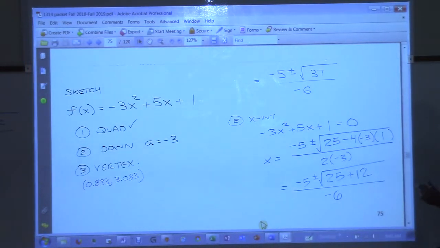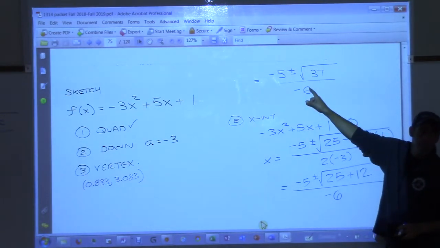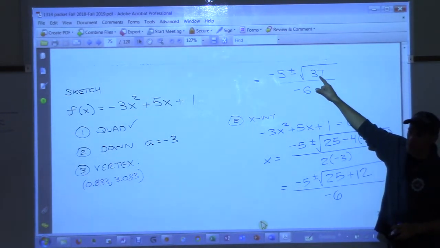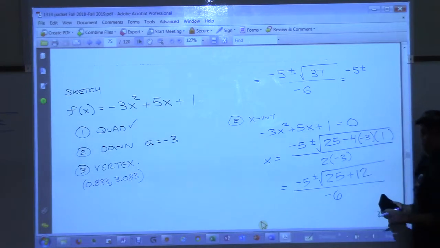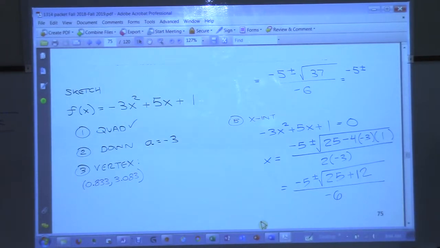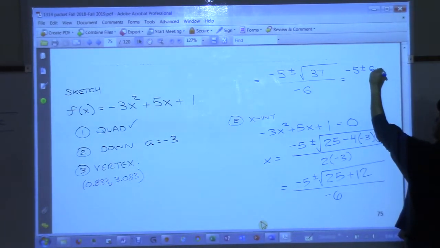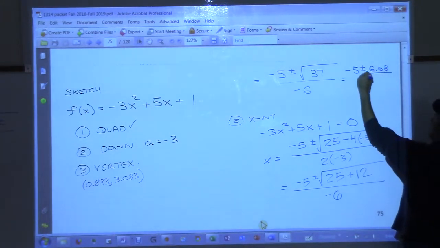Okay, so now we've got that. Now what do we do? Okay, this divided by this? Square root first, right? You have to take the square root of 37 first. So now on your calculator you do that. Negative 5, plus or minus, let's see if you get it, square root of 37. Remember how I said to do that when you type it in again? Square root 37.0, and then hit enter. Then it'll give you the decimal. 6.08. Okay, so 6.08 all over negative 6, right?